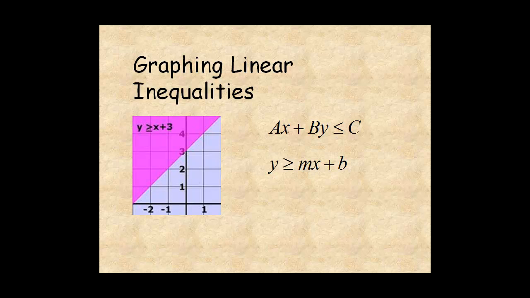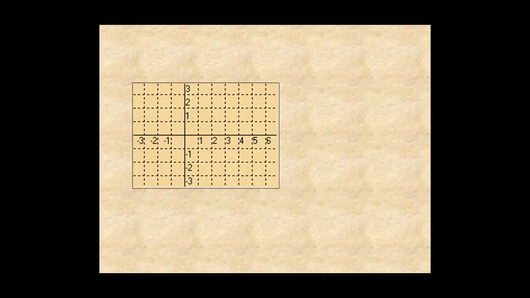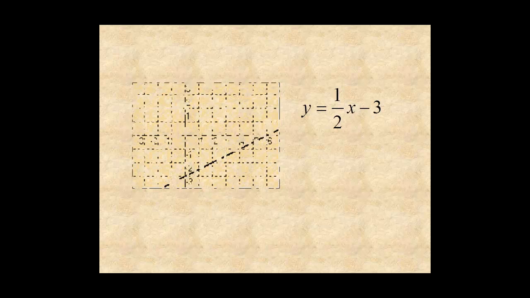This lesson shows how to graph linear inequalities. To graph a linear inequality, like y greater than or equal to 1/2 x minus 3, begin by graphing the boundary line y is equal to 1/2 x minus 3.